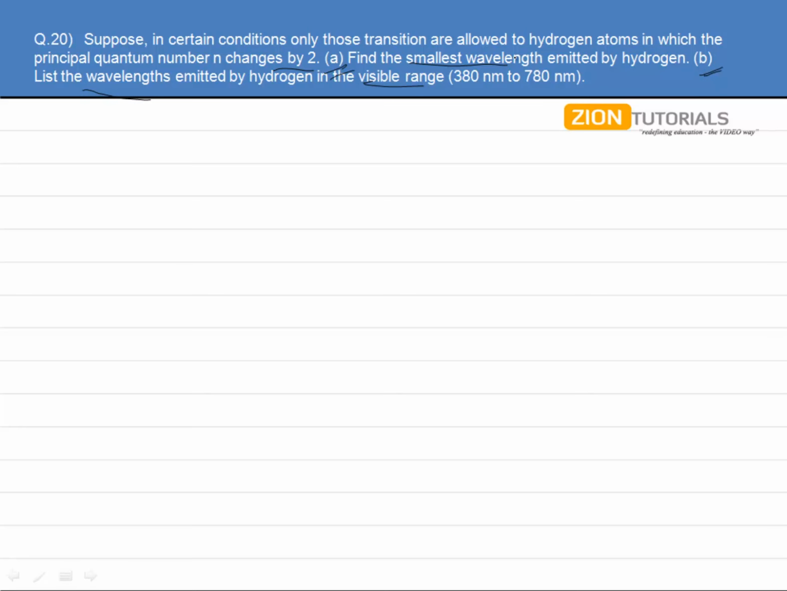Now, if this is the smallest wavelength, then we need to find the maximum energy. And we all know, if these are the first, second, third energy states and so on, then the maximum energy transition takes place from 1 to infinity. But n change is allowed only by 2 units. This means that the maximum energy change here can be from 1 to 3. Getting my point? So that is the same thing.